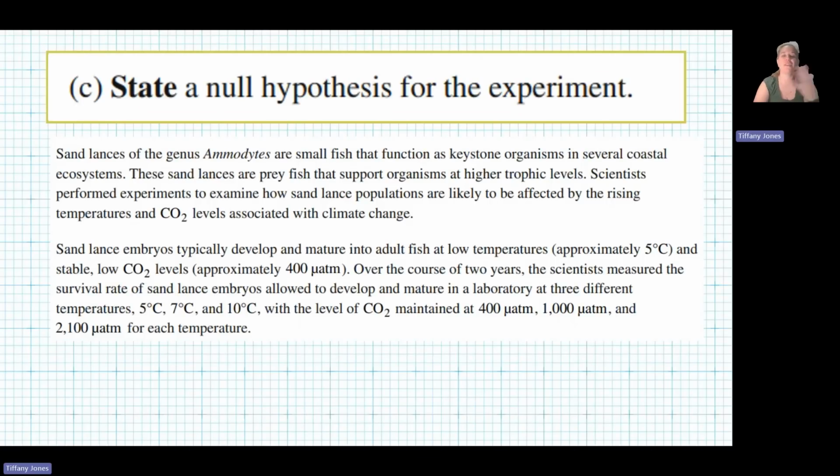Okay. So here we have some sand lances. We feel like they're the keystone species. We want to see how that population is affected by the rising temperature and carbon dioxide levels. We're looking at how they mature.